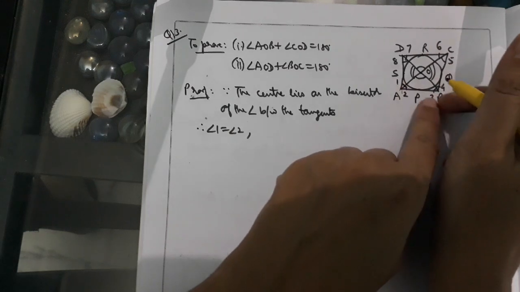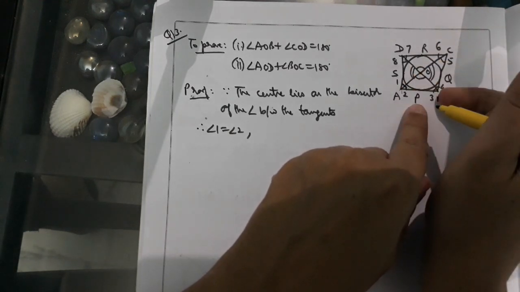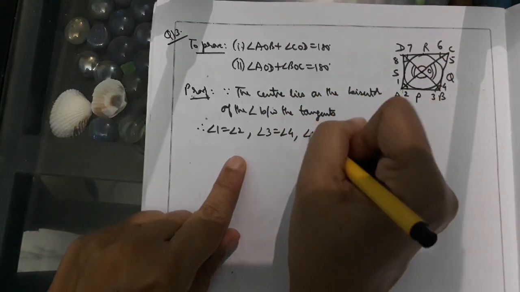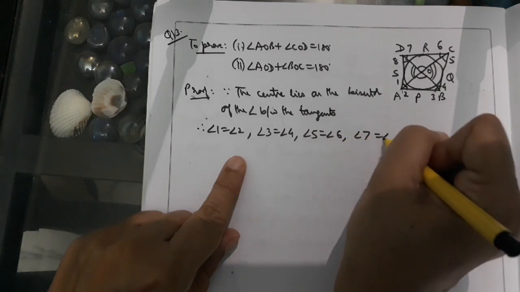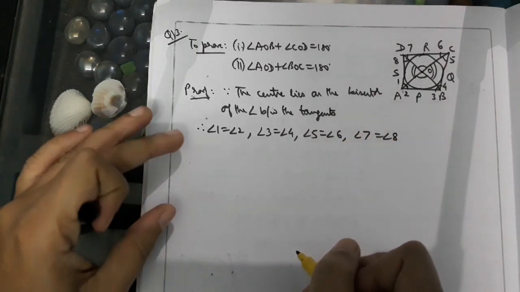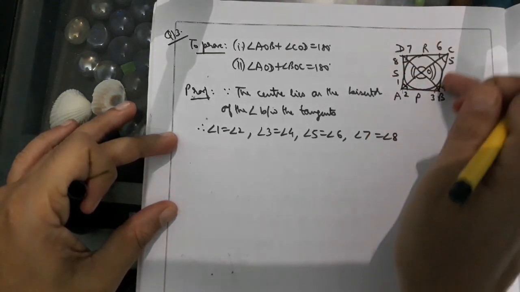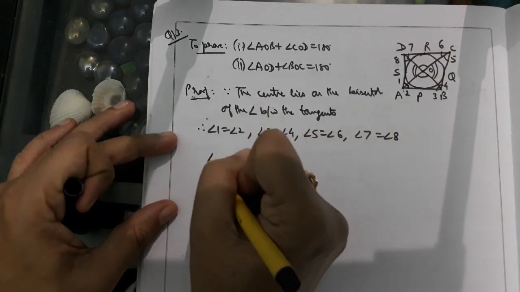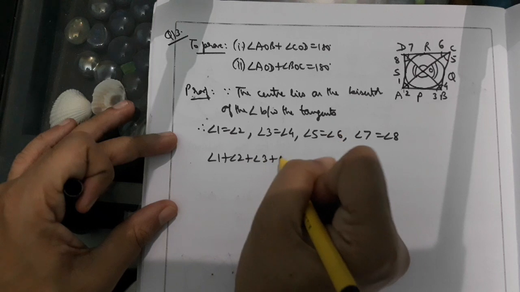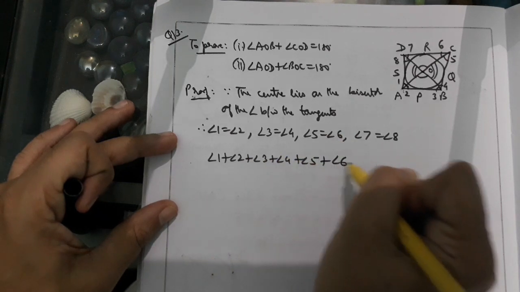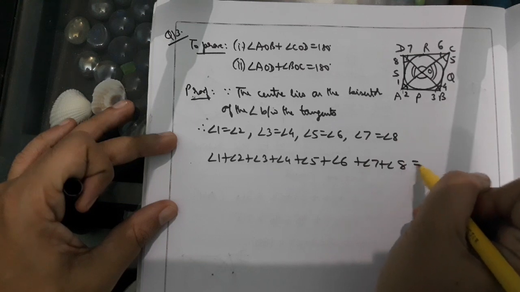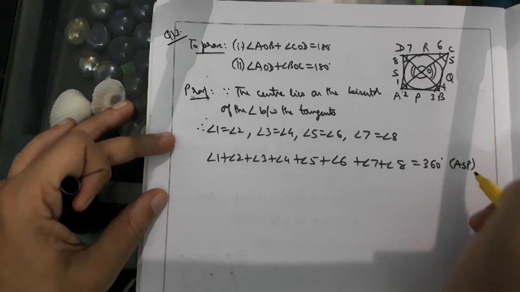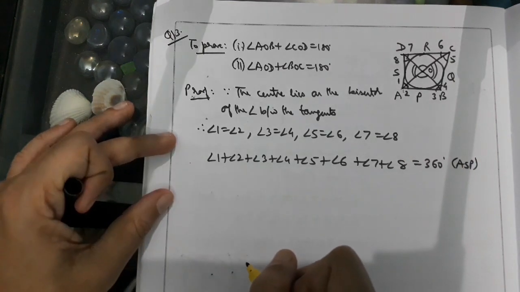Similarly over here, these are the two tangents and OB is the bisector of the angle between the tangents. So angle 3 is equal to angle 4. Similarly angle 5 is equal to angle 6 and angle 7 is equal to angle 8. Now if we add all these 8 angles, their sum would be 360 degrees by the angle sum property of the quadrilateral. So angle 1 plus angle 2 plus angle 3 plus angle 4 plus angle 5 plus angle 6 plus angle 7 plus angle 8 is equal to 360 degrees by the angle sum property of the quadrilateral.